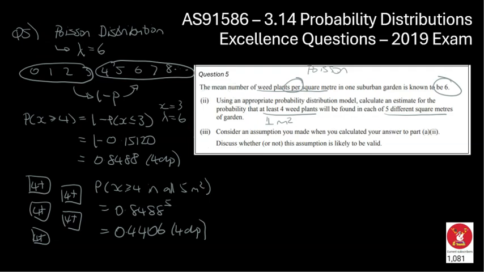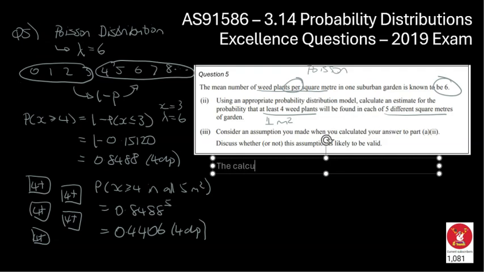Consider any assumption you made in your calculation, and discuss whether or not this is likely to be valid. We're going to type up our answer here, and just a reminder, the nice thing about these assumption type questions is if you're really stuck, probably 8 out of 10 times, if you talk about independence and link it to the context of the question, you're probably going to get some marks for it. And in this case, it was all about independence, so you'd actually get the full excellence mark for it.